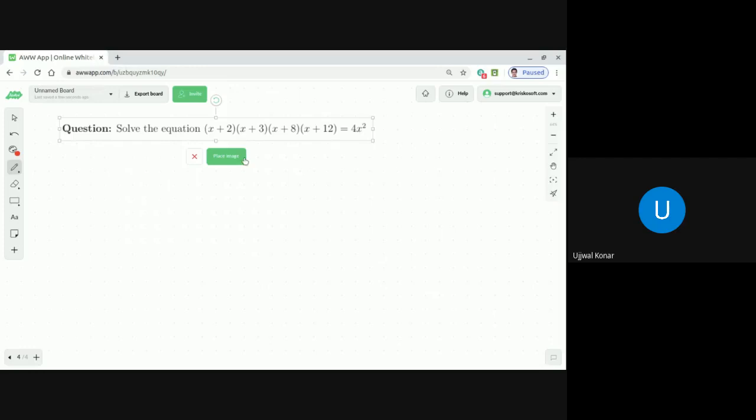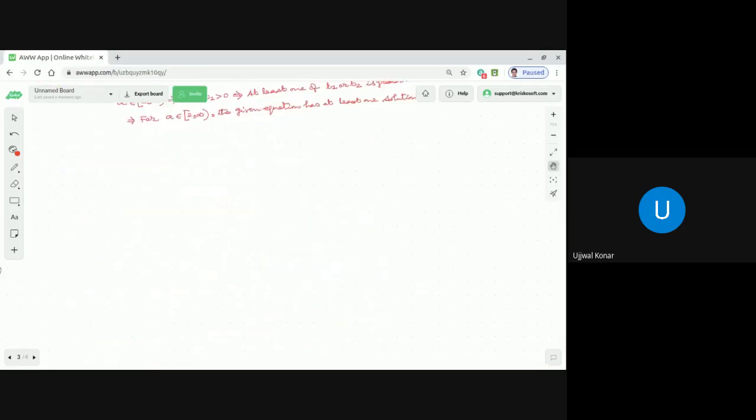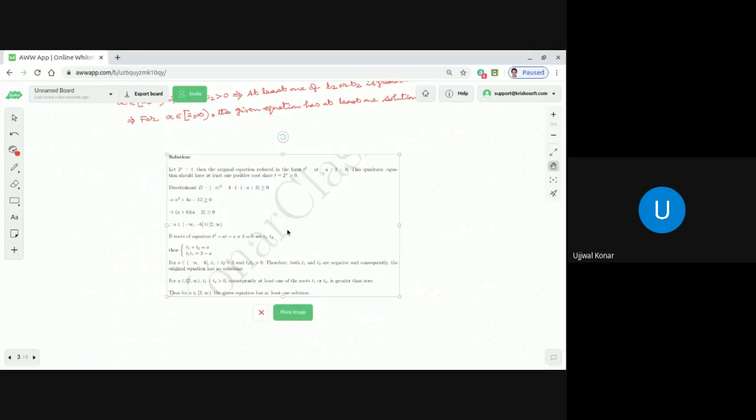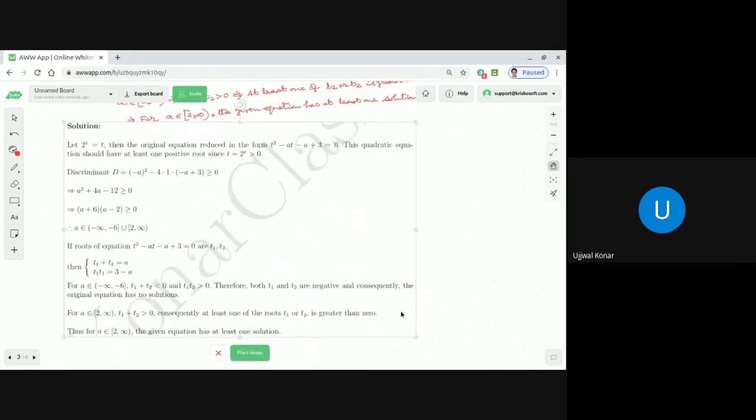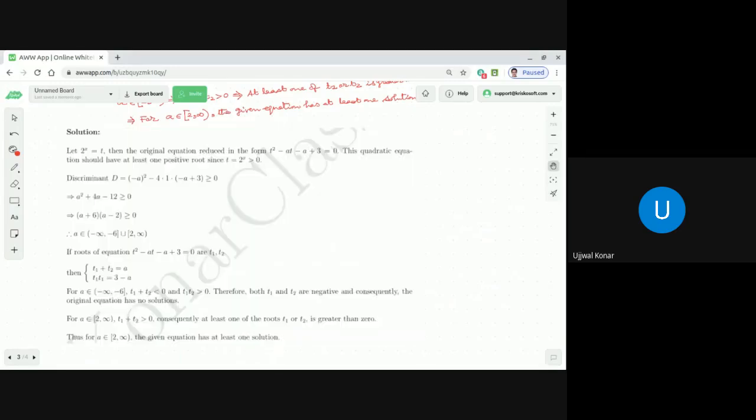Okay, so solve the equation: x plus 2 into x plus 3 into x plus 8 into x plus 12 equals 4x square. Before that, let me first give you the entire solution, so that later you can follow it up. So I'm just keeping the solution here so that later you can have a look into all these things. Though I have explained, but still I'm giving the entire solution here.